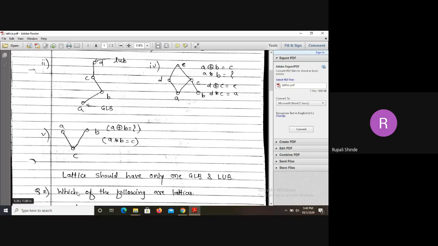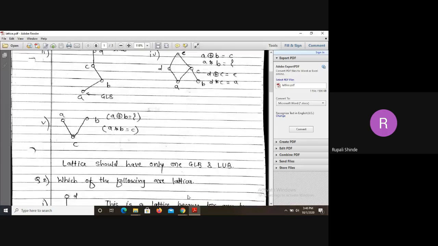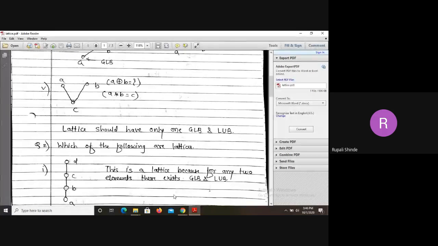The second question is given as: which of the following are lattices? So from this we have to observe whether each diagram is a lattice or not. Now consider the first diagram. In this diagram, four elements are there: A, B, C, D. Now what we have seen is that for every pair of elements, if we take the pair AB, this is one pair. Likewise, if for every pair of elements there exists a greatest lower bound and least upper bound, then only that diagram is called a lattice.